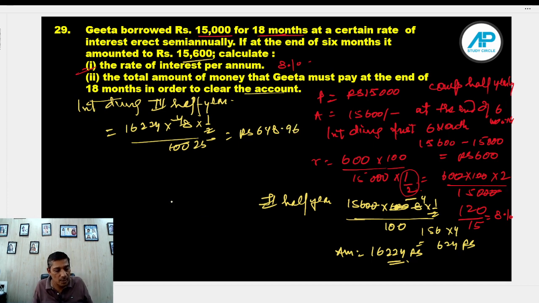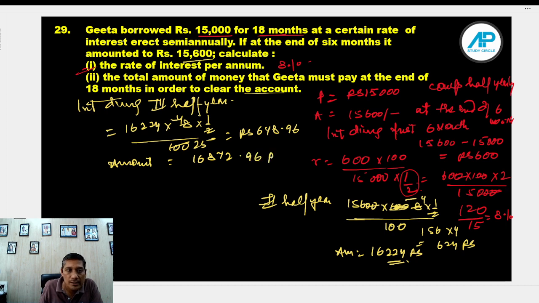648.96. Now calculate the amount. This value of interest, add to 16,224, that gives me the final amount 16,872.96 rupees. This is the value I have to pay to clear the entire loan. Geeta has to pay 16,872.96 rupees to clear her entire account.